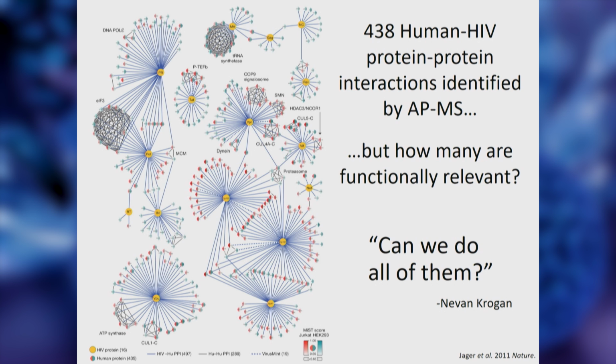We had done a lot of protein-protein interaction work with HIV using APMS, identifying interactions in these nodes surrounding the yellow to each of the HIV proteins. There are 438 interactors that we decided to knock out in a couple of different donors, and then look at how these knockouts impacted HIV infectivity over time.